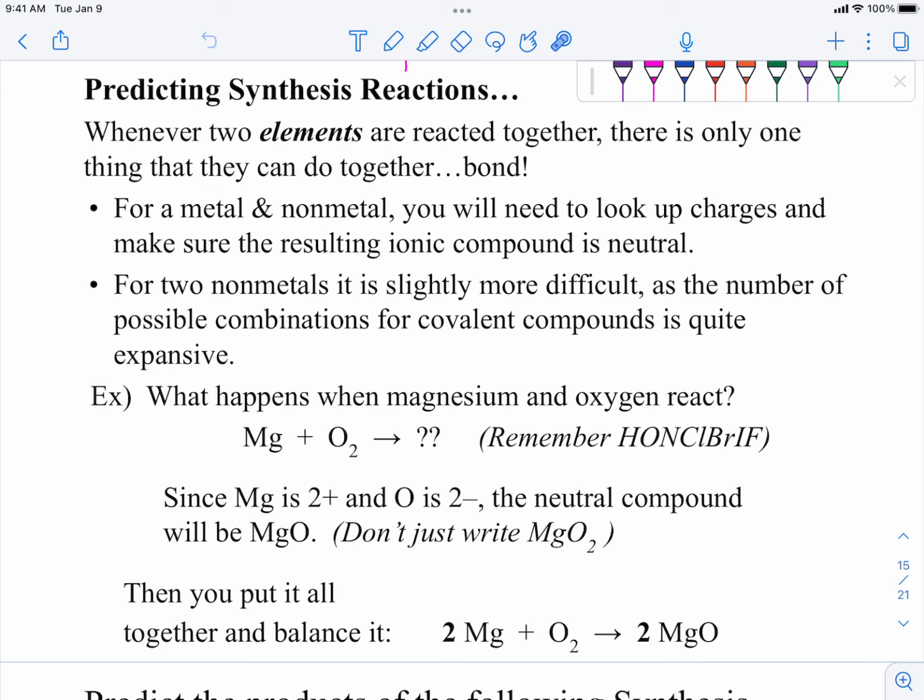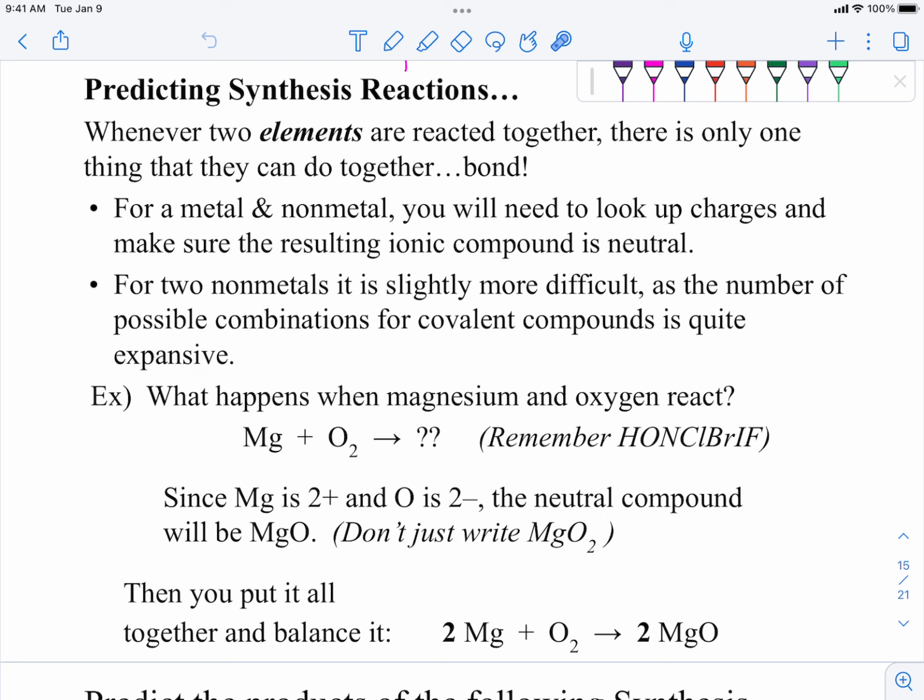They're going to bond. Right? So, if it's a metal and a nonmetal, you need to look up the charges and make sure that your ionic compound is neutral. I've kind of stressed this over and over again. Your ionic compound must be neutral. You have to make sure you have the right number of each of them to make that happen.